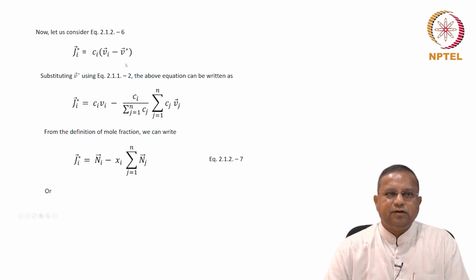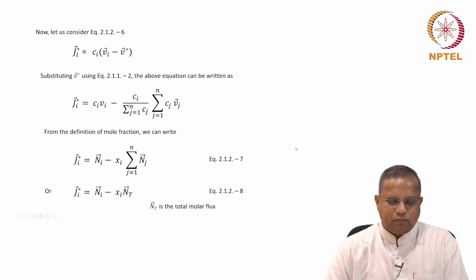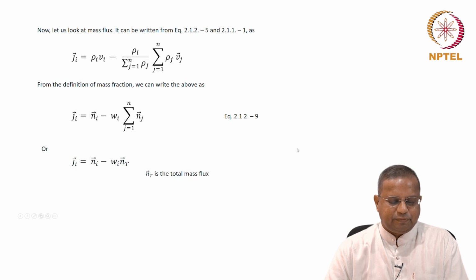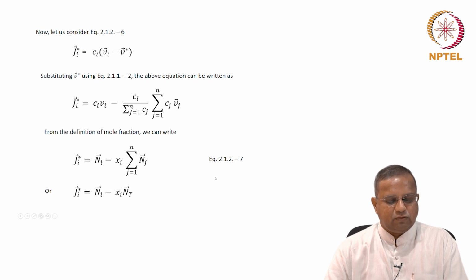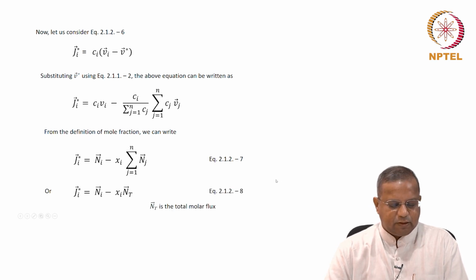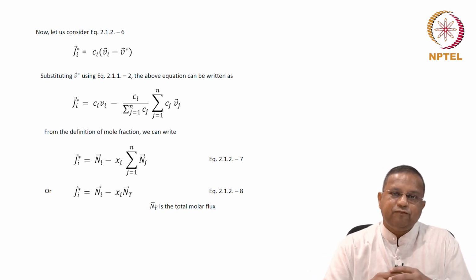Then we started finding out the relationships between these various quantities to make sense. We got to some important relationships. This was Ji equals Ni minus Wi Nt was one of them. Earlier we had Ji star equals capital Ni minus Xi Nt. These two are important relationships where the link between a total flux and the diffusive flux is given.